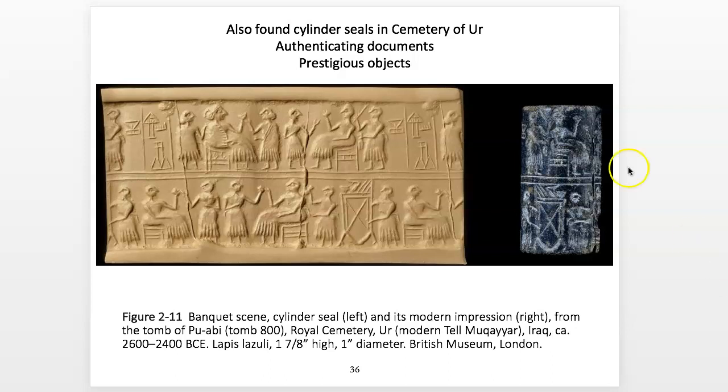But this would have been used to authenticate documents. These were prestigious objects. People would wear them around their neck with a chain because it signified position to be able to authenticate documents. And this is showing hierarchical scale again, people coming up to the ruler here. So they weren't just in the early period. We have more of these later. So it carries on for a really long time as a relief sculpture tradition to learn about them. So pretty interesting.